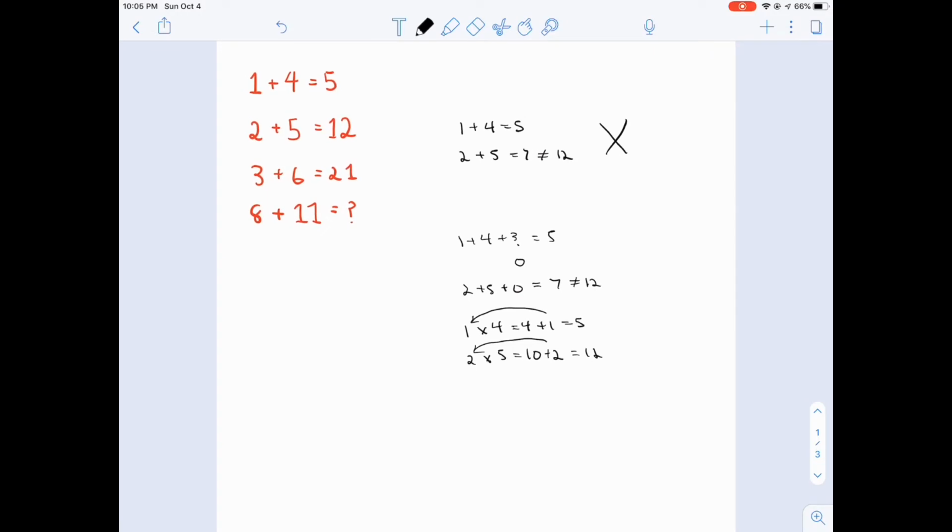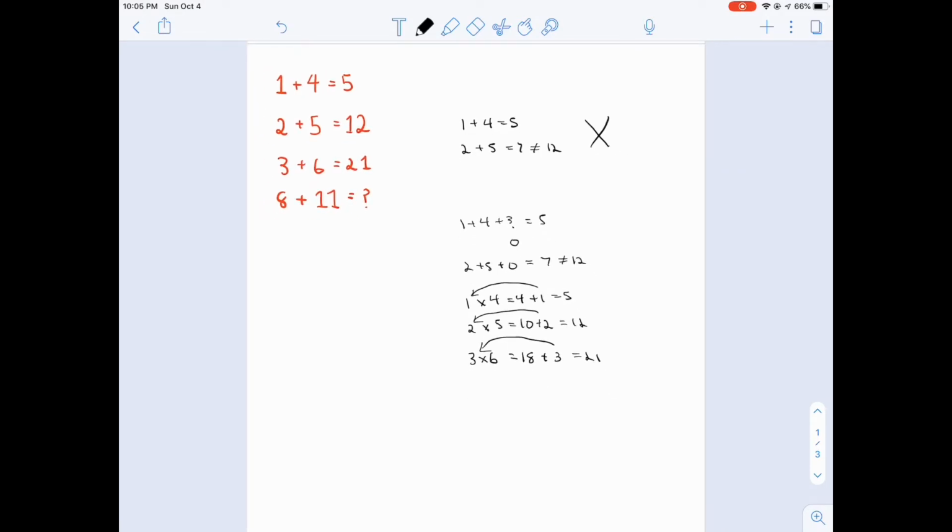So let's use this rule to check the third one. 3 times 6 equals 18. And then we take the first part of the problem, which is 3, and add it to 18, which gives you 21. So we see that all of these worked, so we know for sure that this is the right strategy. So we'll do this for the last one. 8 times 11 is 88. And we'll take the first part of the problem, 8. 88 plus 8 equals 96. And there's your answer.